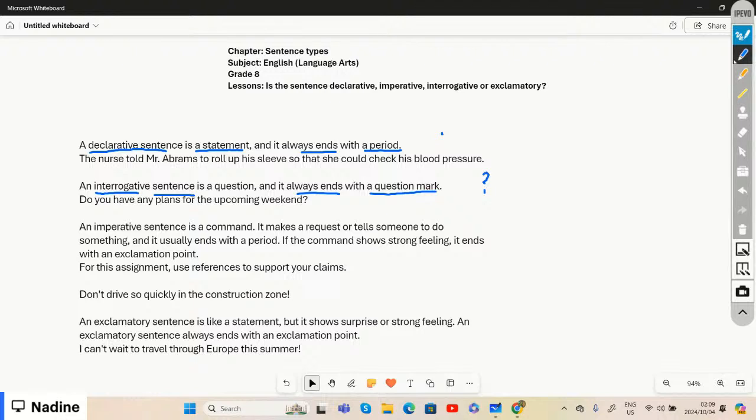An example of an interrogative sentence is: do you have any plans for the upcoming weekend? How old are you? Are you going to the Chris Brown concert in December? Because he's coming to South Africa. You see, those are questions that are being asked. An interrogative sentence always ends in a question mark because a question ends with a question mark.